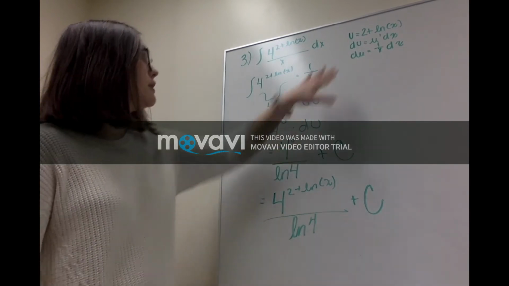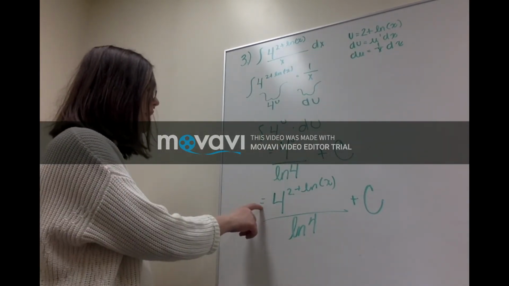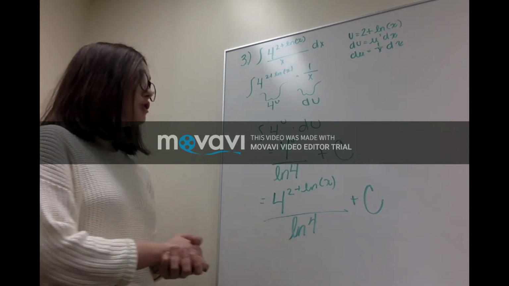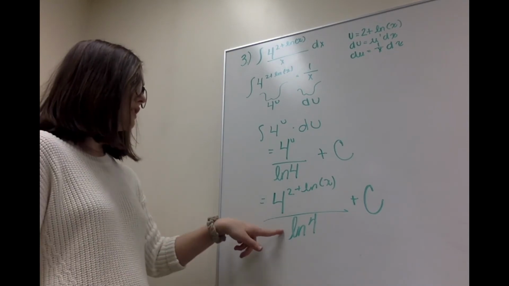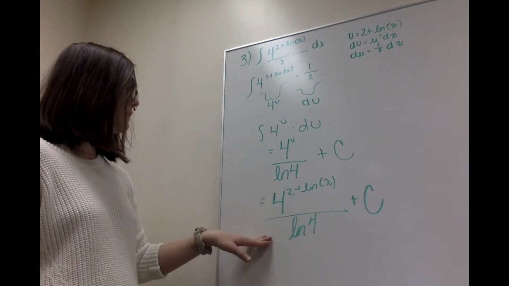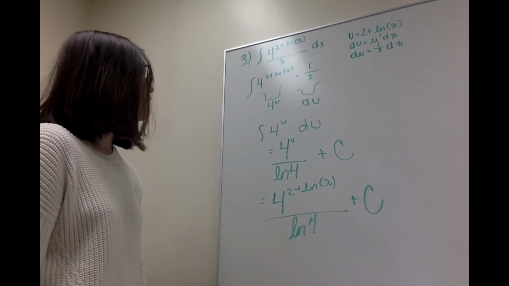So since u equals 2 plus the natural log of x, you bring it down and it will become 4 to the 2 plus natural log of x divided by the natural log of 4, plus c, which is your constant, which you need to add to every equation for integrals.